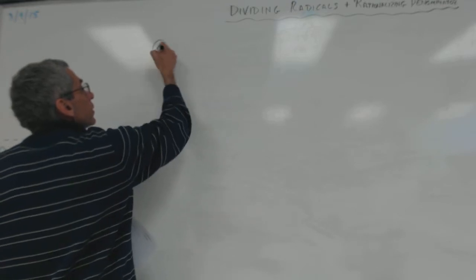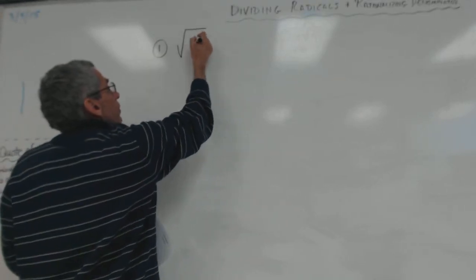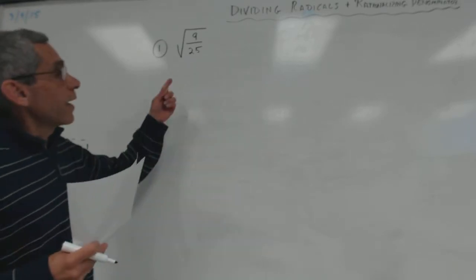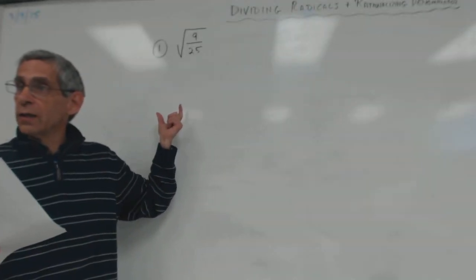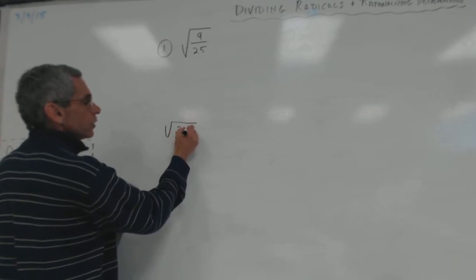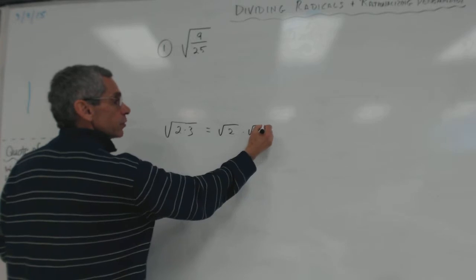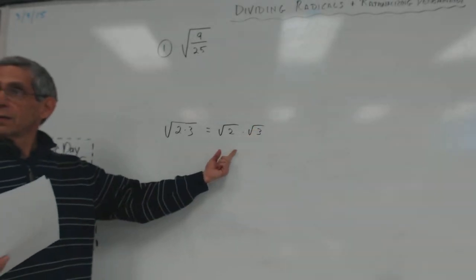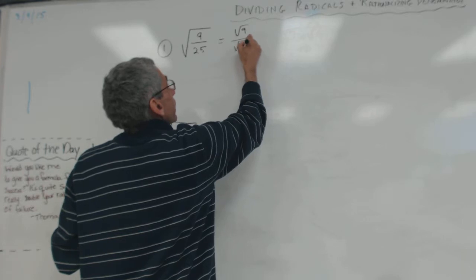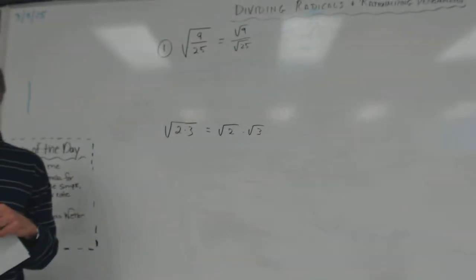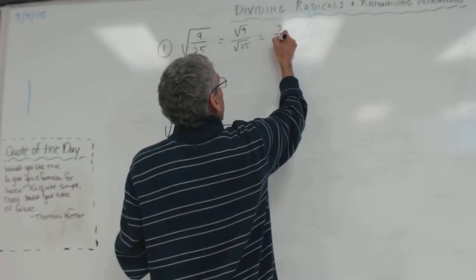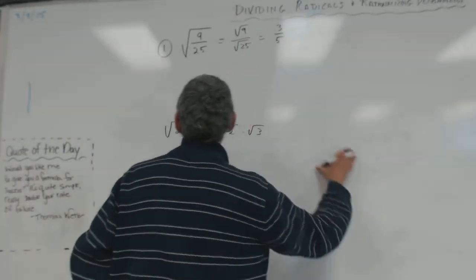Here's example number 1. Let's say I gave you the square root of 9/25. Now, just as in multiplying, remember the square root of 2 times 3 is the same as the square root of 2 times the square root of 3. I can separate them, right? So it would be the square root of 9 divided by the square root of 25. Doesn't that look a little easier? What's the answer? 3 over 5. See, I told you it would be a piece of cake once you understood it, right?